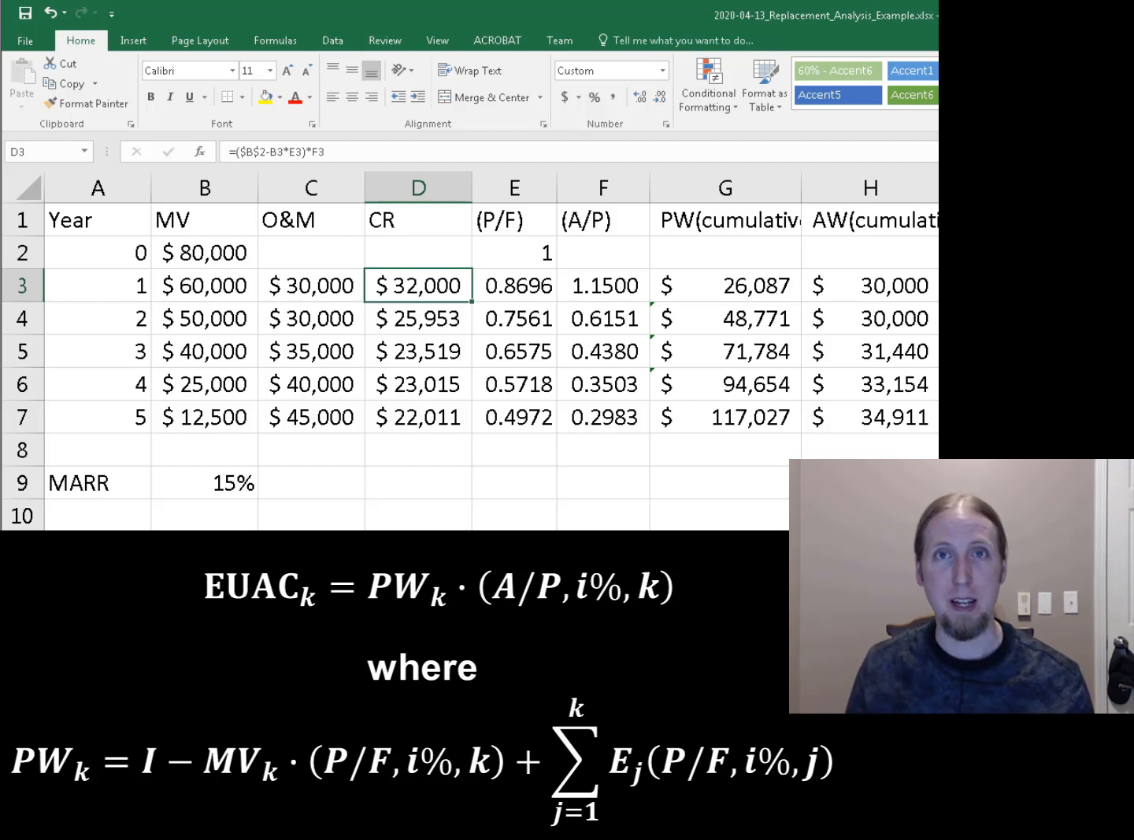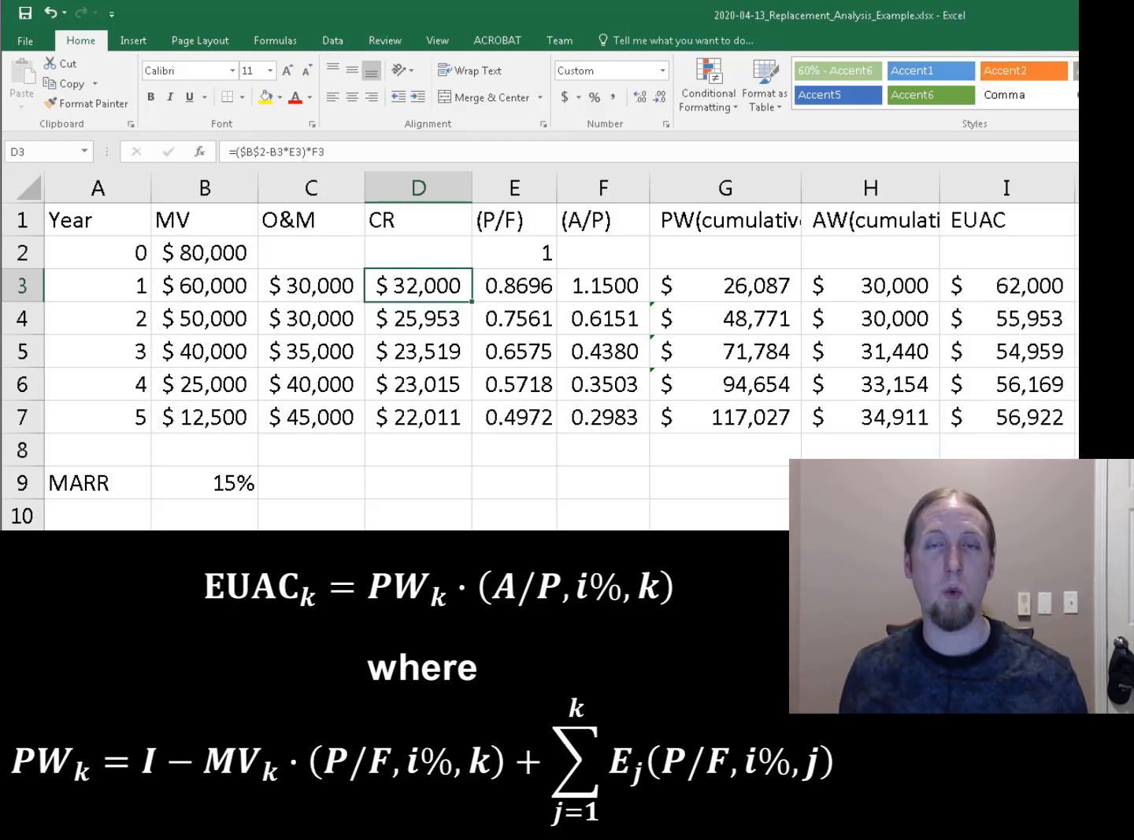Because they vary over time, it's not an annuity. So the easiest way for us to do that is to convert them year by year to a present worth, then add them up, and then spread them back out to an annual basis. Then, once we do that, the EUAC is just the sum of the capital recovery amount and the annual worth of O&M. Once we calculate that for each year, we can see that in this case, year 3 minimizes the EUAC, so that would be the economic lifetime.